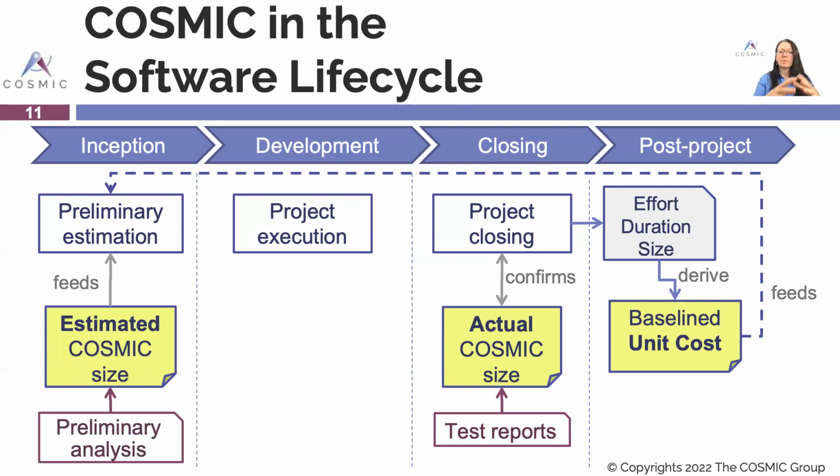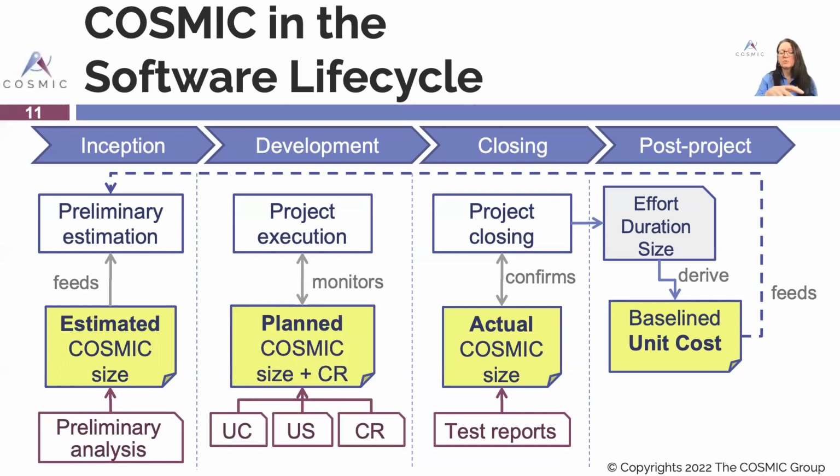Now, preliminary estimation is usually done when software detailed requirements are not yet written. We only have a preliminary analysis that contains a list of needs or high-level modules. And at that point, we cannot measure the software size per se, but we can estimate the COSMIC size. And that estimation of the COSMIC size will also feed the preliminary estimation.